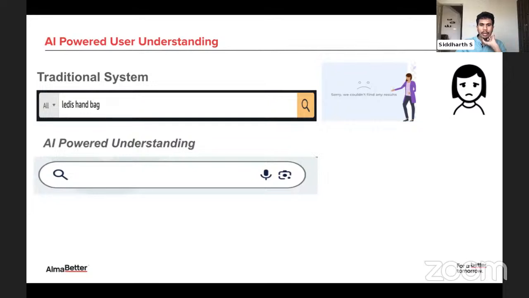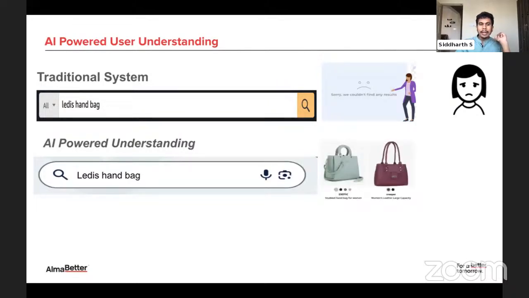Just imagine you have AI powered understanding. You type "ledies handbag" and it auto corrects. It understands that they have typed something that most likely means ladies handbag, which is also the woman's handbag. Just imagine, you eliminated another step, and it results in very good customer satisfaction. That is the power of AI.